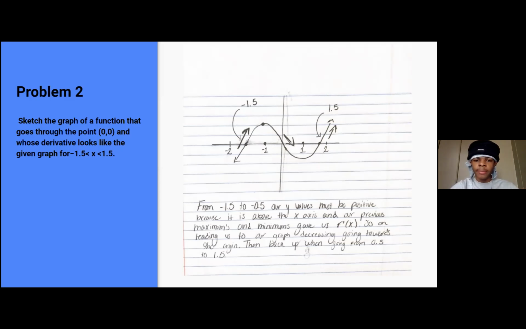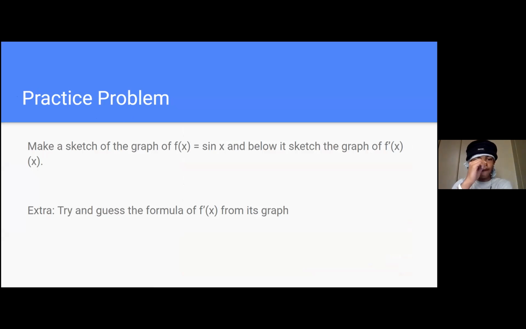From negative 1.5 to negative 0.5, our y values must be positive because it is above the x-axis. And our previous maximum and minimum, like the problem Rachel gave us, of f prime of x. So now leading us into our graph, decreasing going towards the origin, then back up again, going from 0.5 to 1.5. And that's the sketch of the derivative.